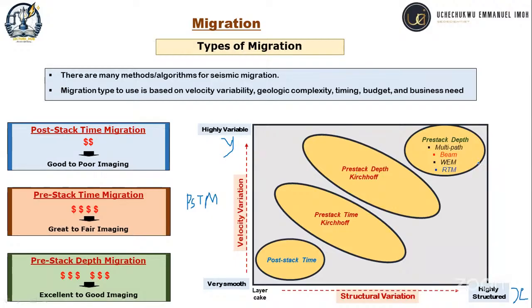Okay. In migration also, there are other types of migration: reverse time migration, beam migration, multi-path migration, wide azimuth migration and all that. So if you are doing the migration in the Niger Delta, for instance, the pre-stack time migration is straightforward. After your processing, you migrate in time. But for you to go into PSDM, as it's called, you must have well control, okay?